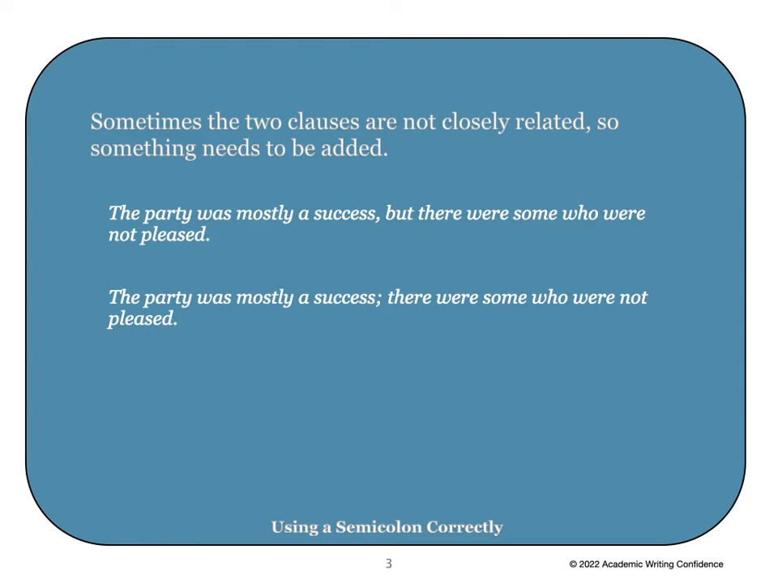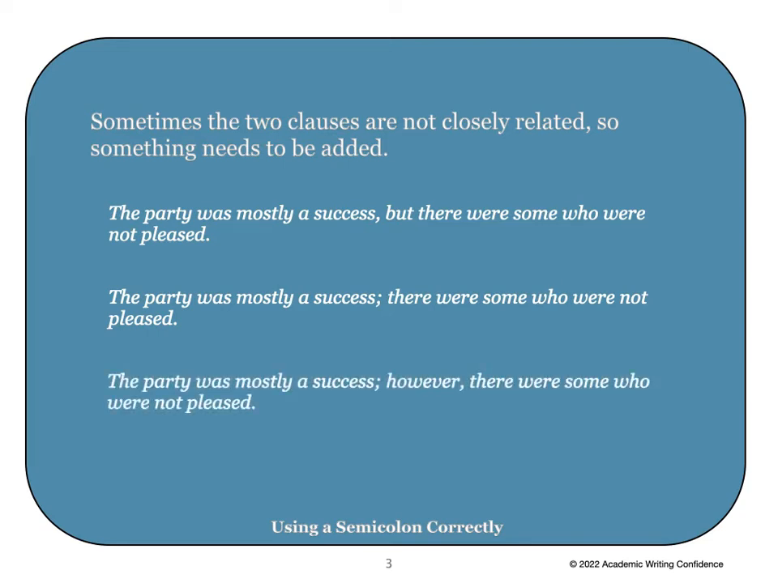And we can fix this by adding the word however into the sentence and make it better. The party was mostly a success; however, there were some who were not pleased. By adding the word however after the semicolon, we can connect these two ideas into one good sentence.